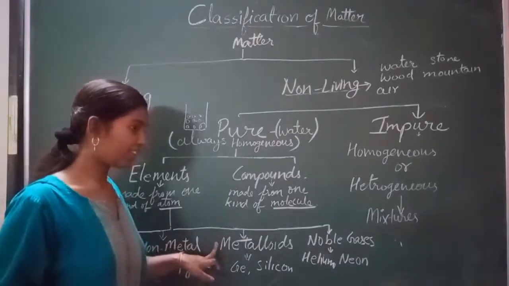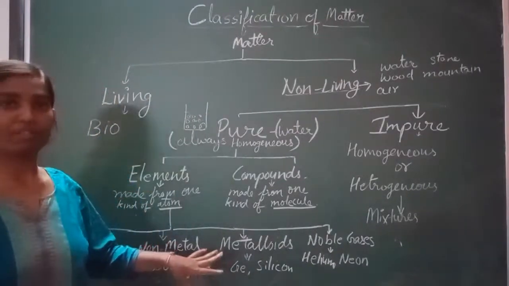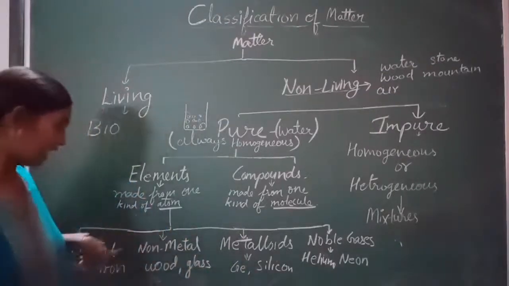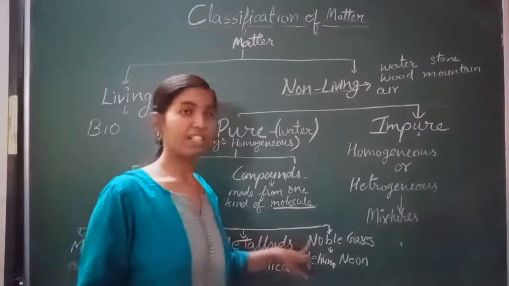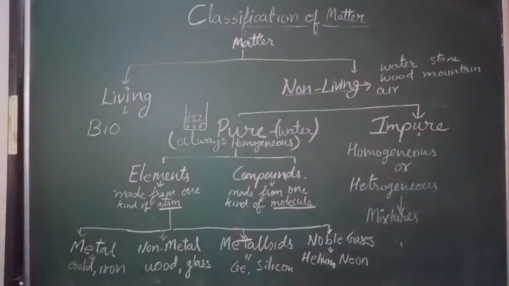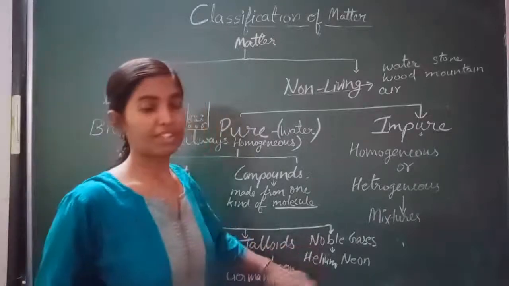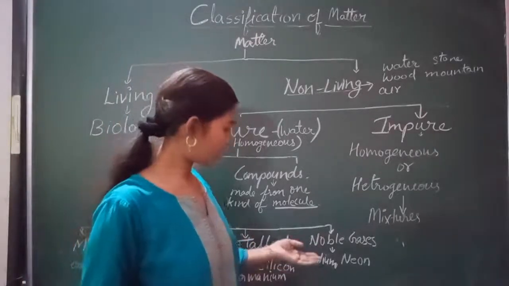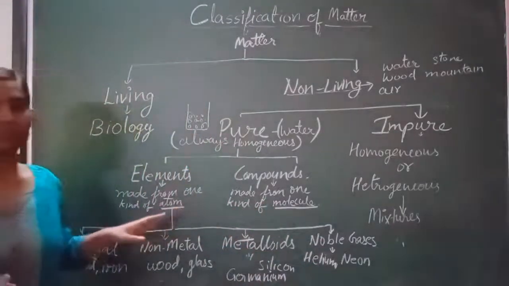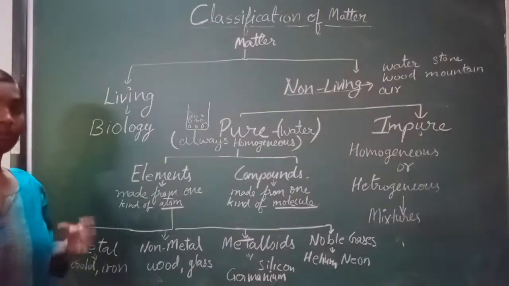Next one, metalloid. Metalloid examples germanium and silicon. They behave both germanium and silicon like metal also and like non-metal also. And noble gases. So these noble gases are not reacting with each other, or these noble gases are not reacting with any other things. Understood? So let us have one recap how this matter is divided and what are the main things which we have to go through.